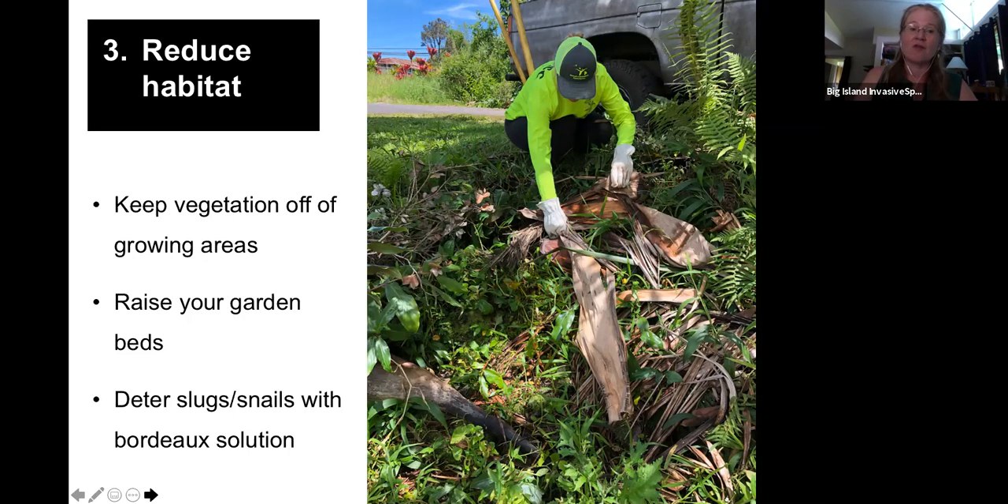So just really keeping that stuff clean, especially around any place that you're growing any kind of food. Raised garden beds, I mean, they can climb, but each step that you take is going to reduce the number of slug and snail contacts that are possible. So you're doing multiple things. That's what integrated pest management is all about. You're putting one more barrier in front of them and reducing the number that are going to be around.